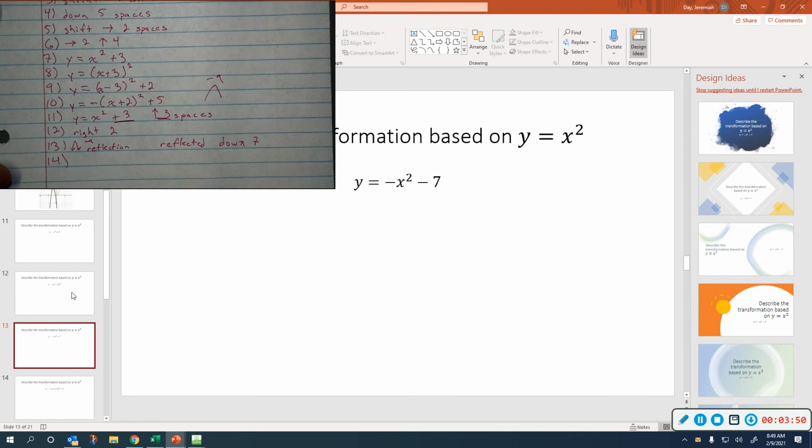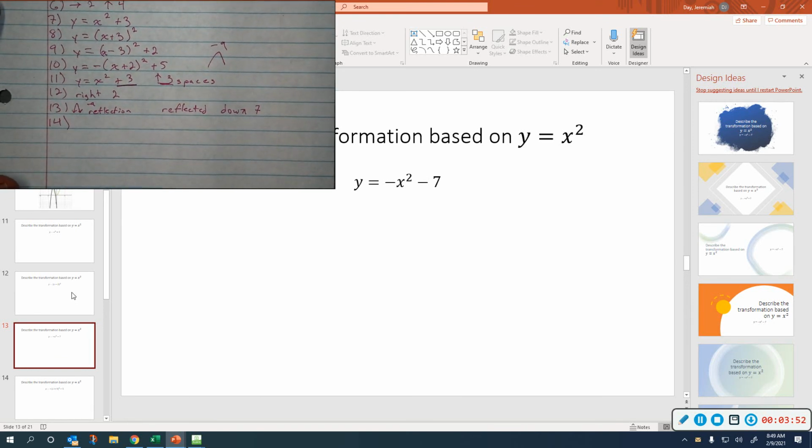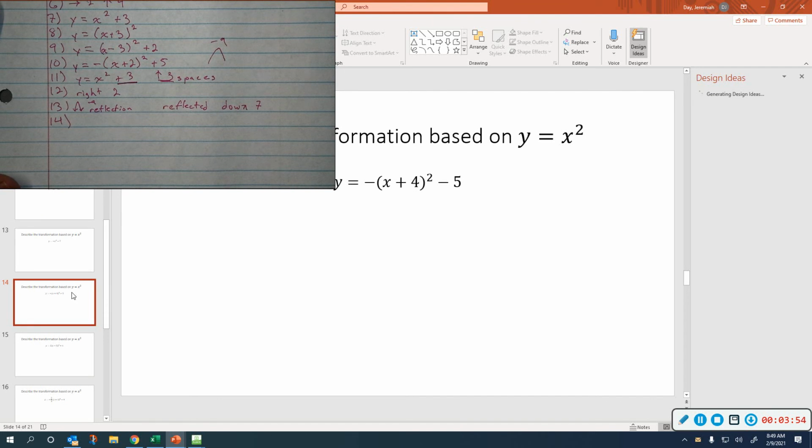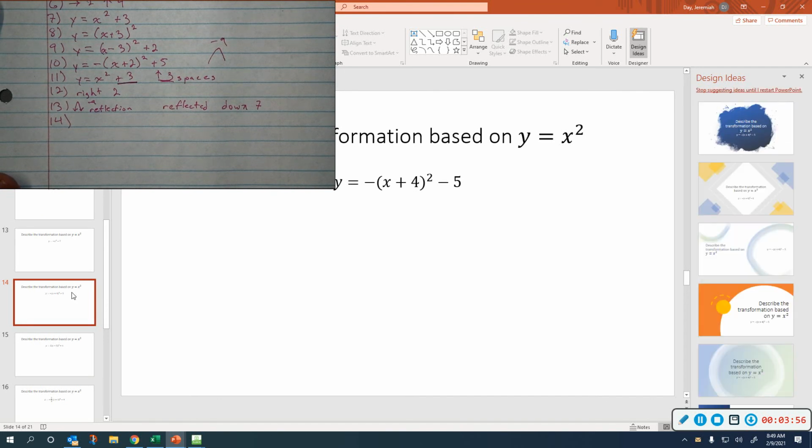14. Now you try it. It says y equals negative x plus 4 in parentheses squared minus 5. Write the transformations and then push play when you're ready.